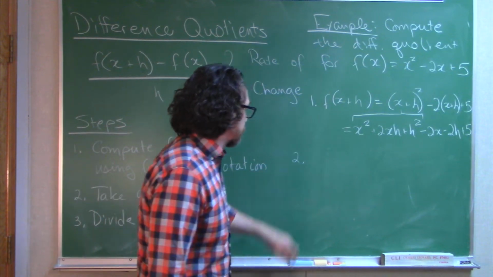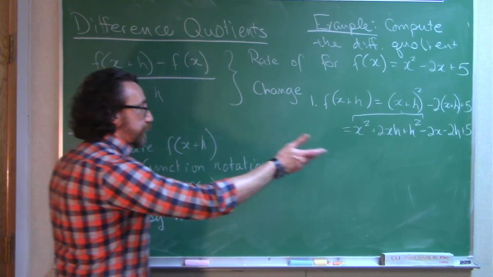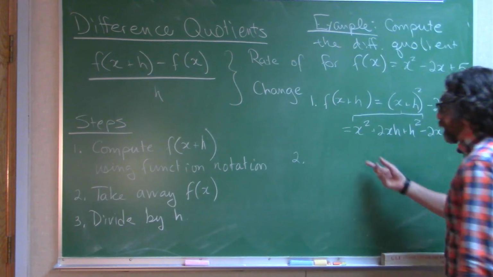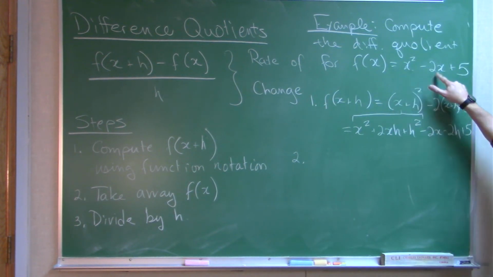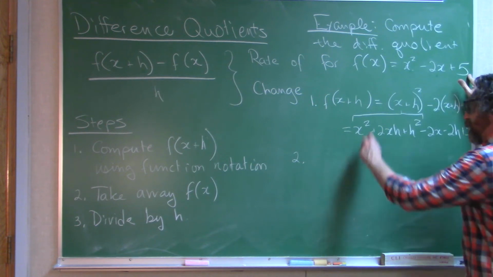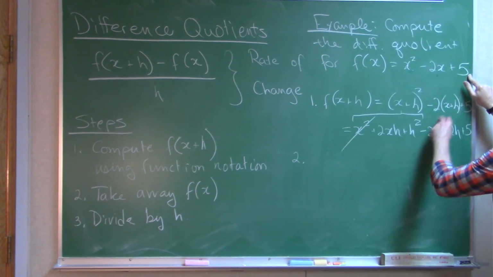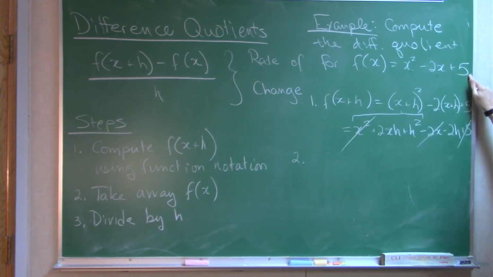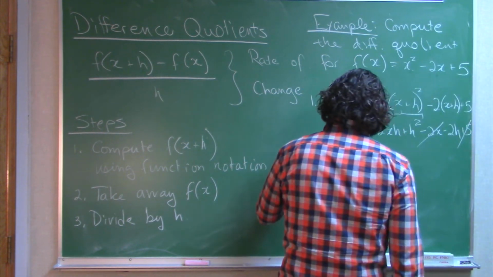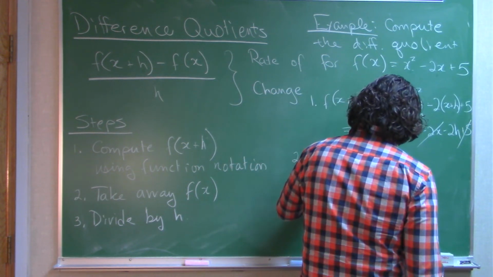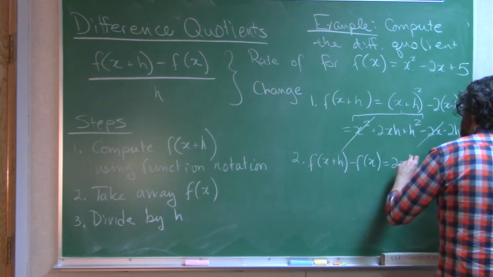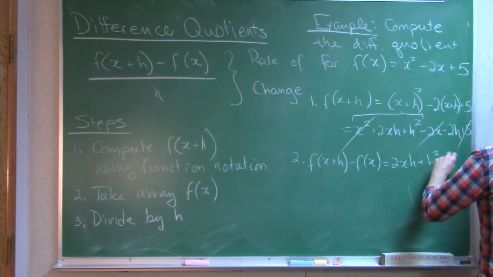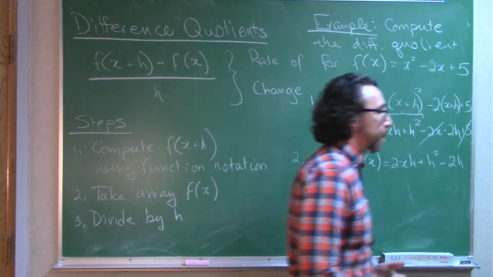Now, second thing, I'm looking at what I just wrote down. Take away f of x. Well, what is f of x? Well, it's x squared minus 2x plus 5. Take away the x squared. Take away the minus 2x. Take away the 5. So the numerator of my difference quotient is 2xh plus h squared minus 2h.